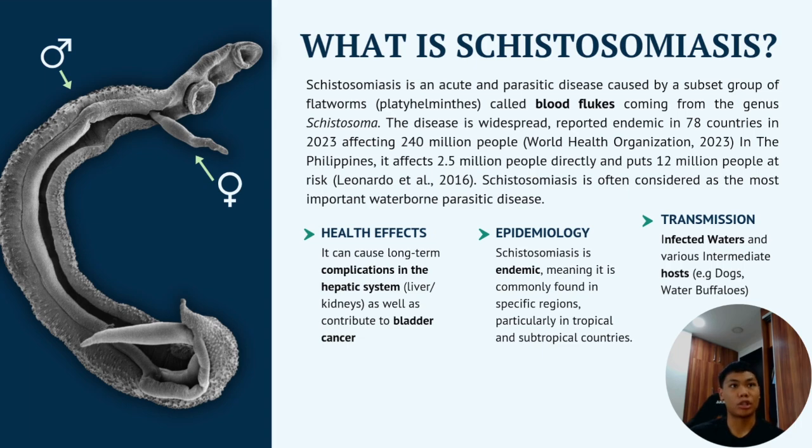So for the epidemiology, or where it can be located, schistosomiasis is endemic, meaning it's found commonly in specific regions, particularly in tropical and subtropical countries like the Philippines. As for transmission, the main method of transmission is through infected waters, and an important secondary form of transmission is through intermediate hosts like dogs and water buffaloes.